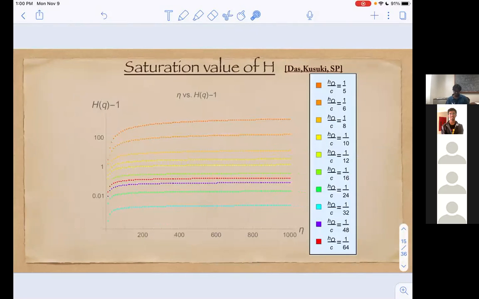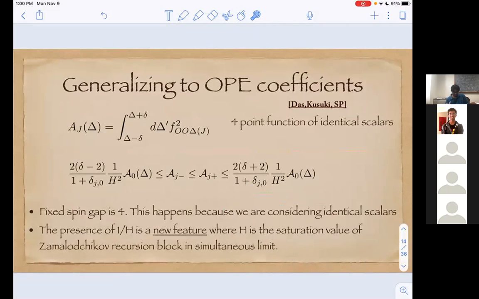So next we plot this saturation value of h. Sorry. A few more words: you said saturation value of the Zamolodchikov recursion block. What do you mean by saturation value of it? I guess I should be careful.